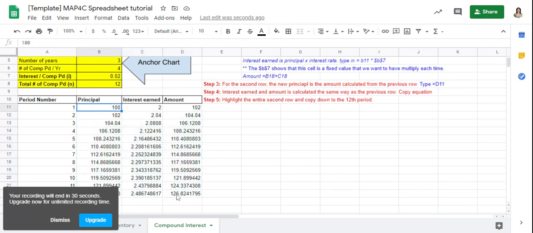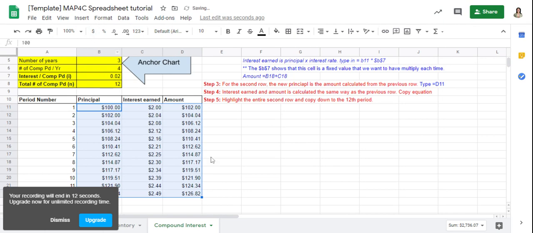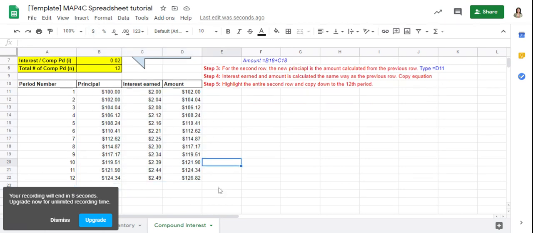Now it tells us the total amount after 3 years is $126.82. But it gives us all of that in a lot of decimal spots. I'm going to format this by hitting the $, so that it formats it as a currency and it becomes easy for us to read. And there we have it, our table that shows us the interest earned and the final amount after each period.